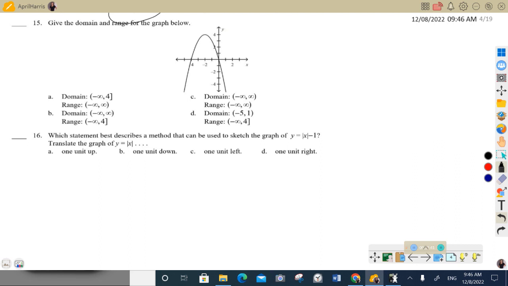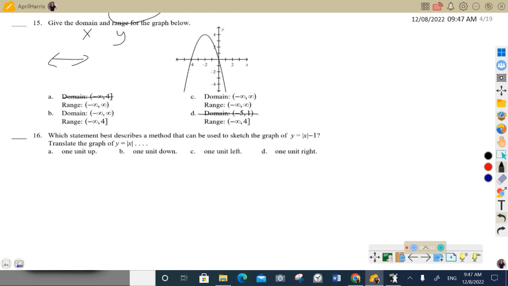So it says give the domain and range for the graph function. What family does this come from on 15? Quadratic. All right. Domain, if you get them confused, remember domain and range is in alphabetical order, just like x and y. So for domain, you're going to be looking left to right. Does this parabola go left forever? Does it go right forever? Yes. So negative infinity to infinity is my domain. I can eliminate that, and I can eliminate that.